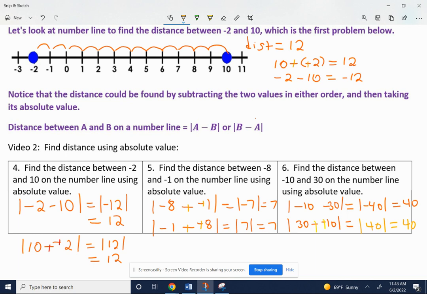Guys, do the best you can on the Khan Academy, but the shortcut that they're going to have you work with to find the distance between two numbers on a number line: subtract the two numbers in either order, and take the absolute value of that answer. Let me know if you have trouble with it.